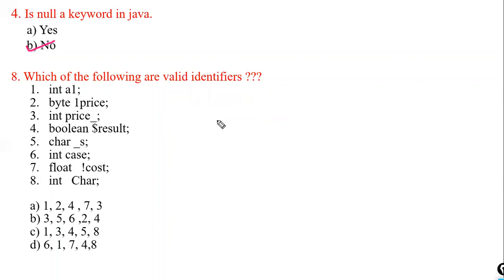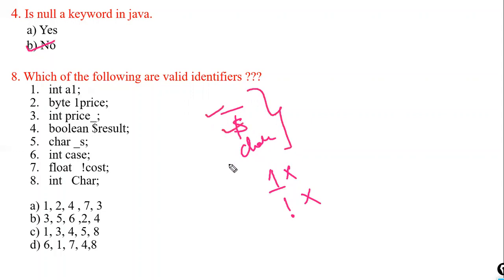All the identifiers should start with an underscore or a dollar sign or a character. They cannot start with a number. They cannot start with any other symbol. So they can only start with either an underscore, a dollar, or a character.